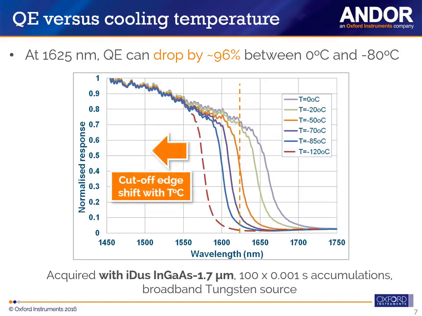And the lower cooling for the sensor, the InGaAs sensor, the more this edge is shifting towards the lower wavelengths. So you can see that around 1625 nanometers, the QE has dropped nearly 95–96% between 0 degree and minus 80 degree cooling. It's a massive drop in the probability to actually capture a photon and detect this photon signal.